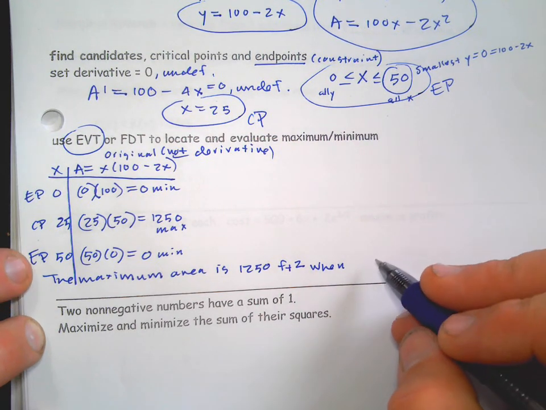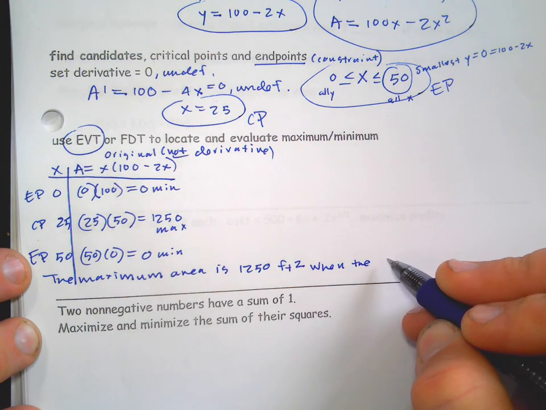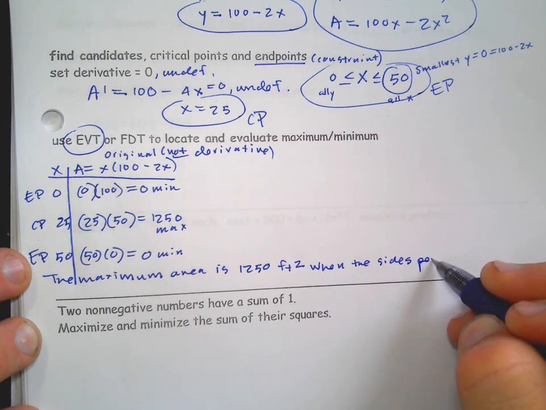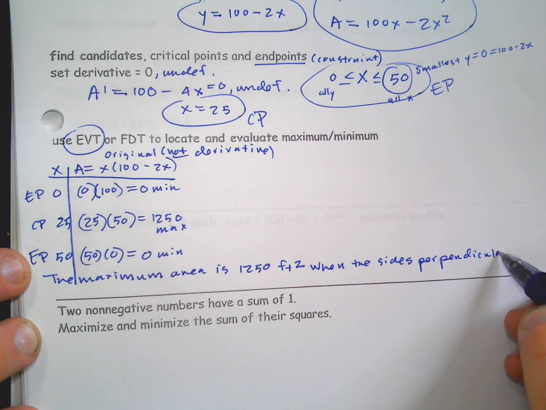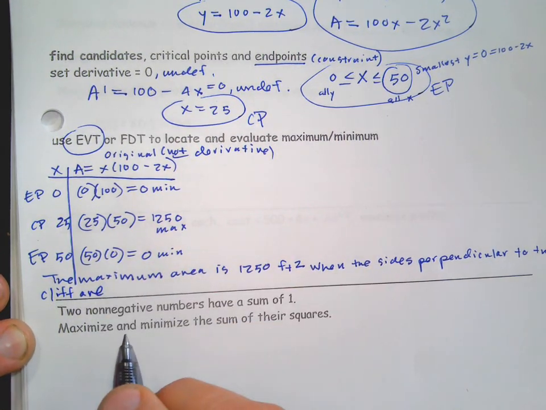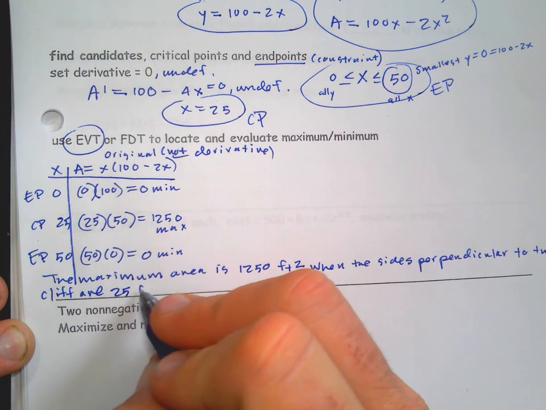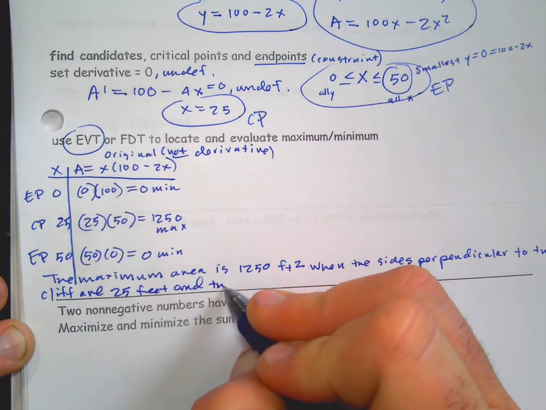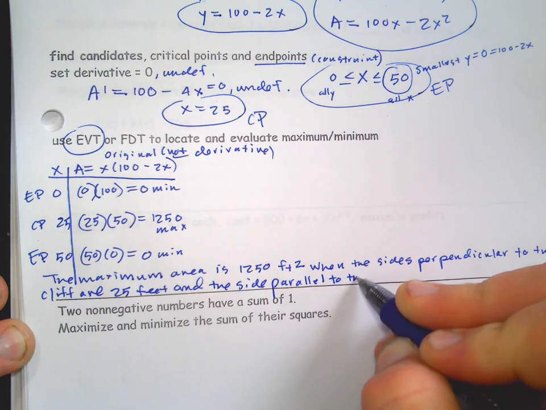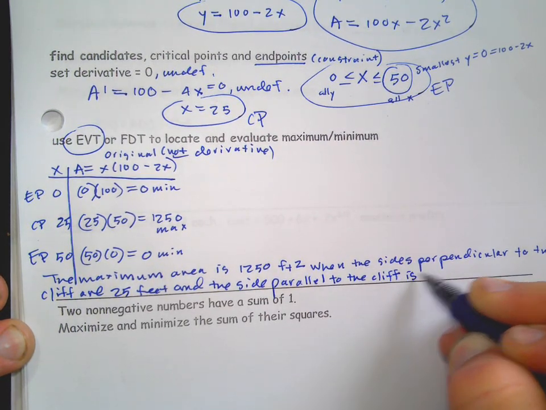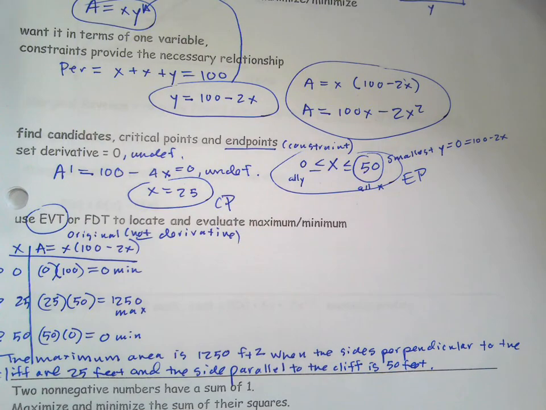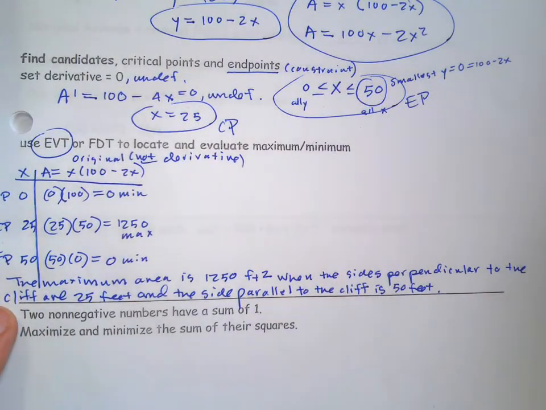So I'm going to say, when the side, and we're trying to find all the dimensions, when the sides perpendicular to the cliff are, that's the X value, so that's 25 feet, and the side parallel to the cliff is 50 feet. So that's a good thorough answer. And I'm also going to ask you to justify it.